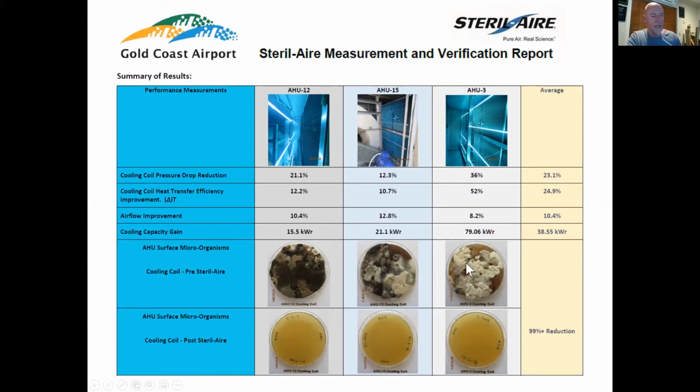These are the microbial plates that were taken before and after on the surfaces of the coil. And as you can see, there's basically 100% reduction in microbial growth on those coils.